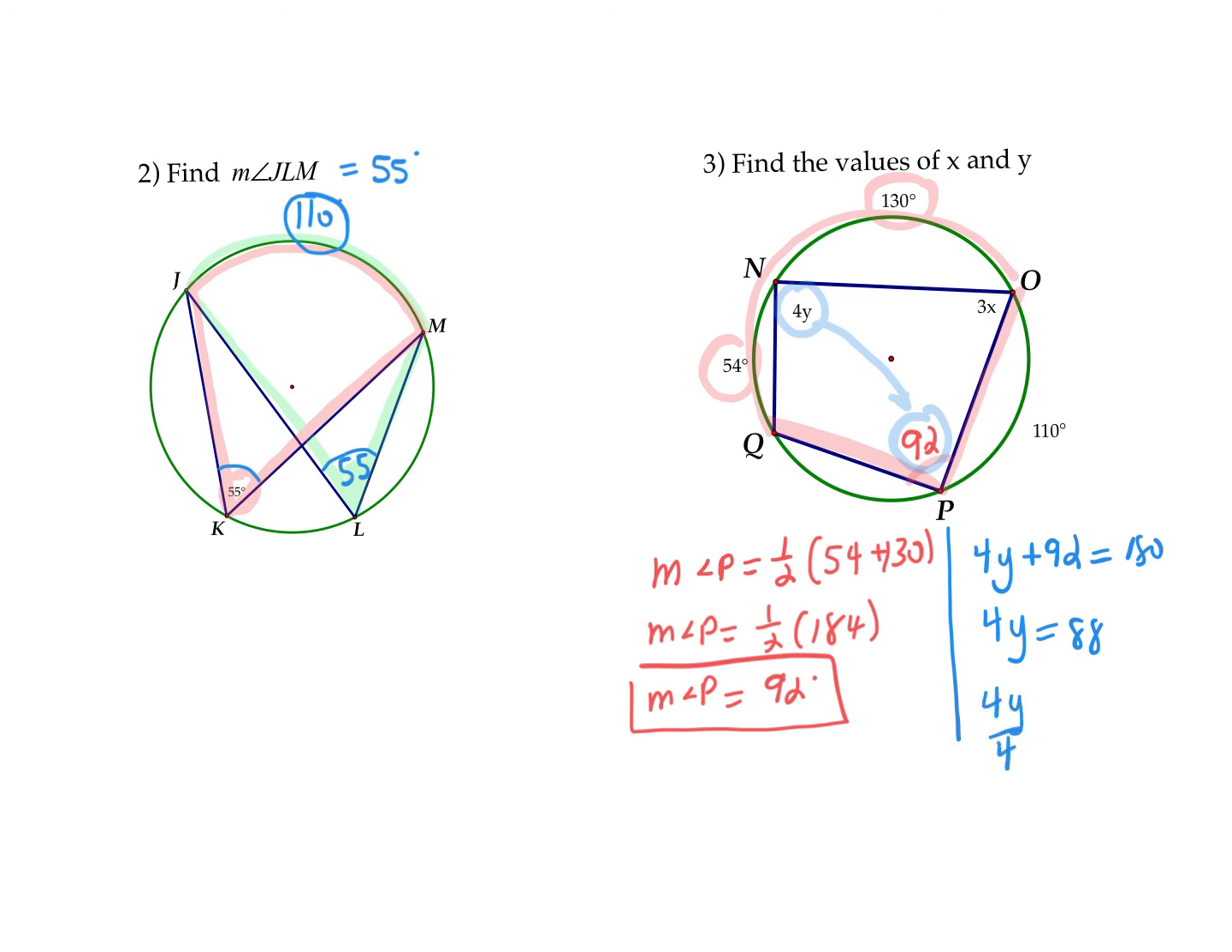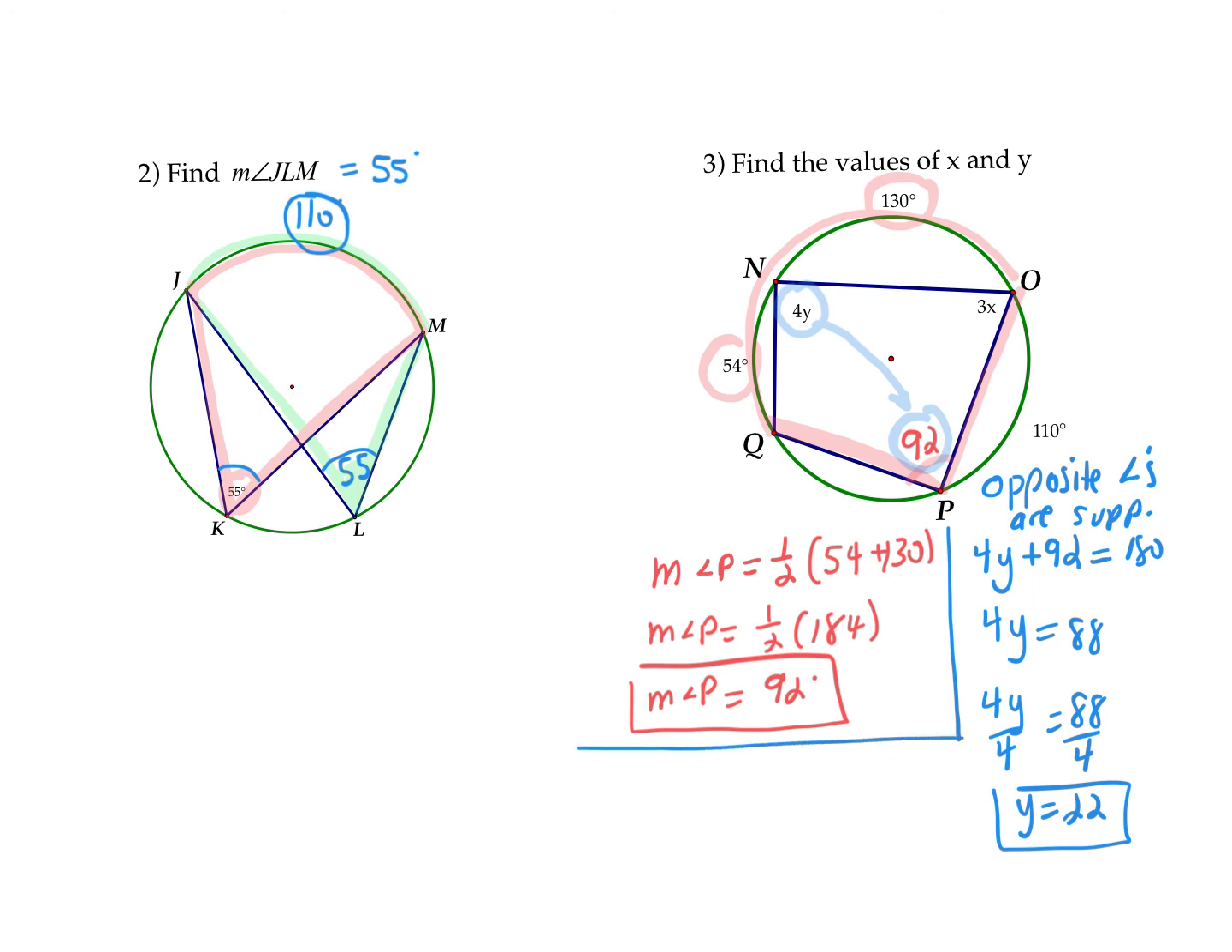So let me catch up with what I've said. Again, we know that opposite angles of a quadrilateral inscribed inside of a circle are supplementary. So I'm kind of abbreviating it, but that's how I knew to set up that equation.